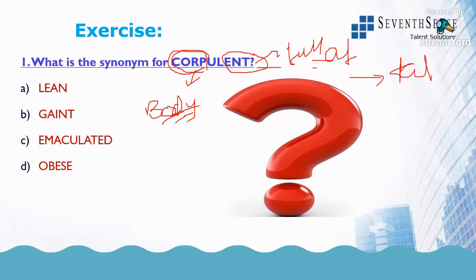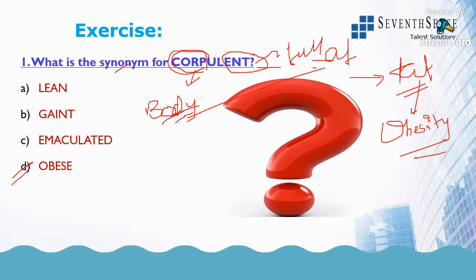Body full of means it is like fat. See, for example, a fat person. A fat person is faced with obesity, right? Obesity is nothing but being fat. So the option there is obese. So obese will be the right answer, right? Because body full of means someone who is a fat person, and a fat person is going to face the difficulty of obesity. Synonyms means similar meaning, so the similar meaning will be obese. So the right answer is obese.